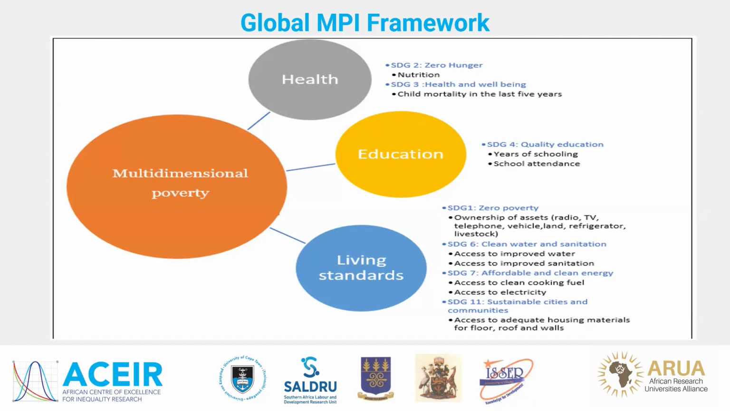So as much as the multidimensional poverty index is more on the SDG 1, using the indicators, you can also track how the other SDGs are actually looking like. So from SDG 2, 3, 4, 6, 7, and 11.